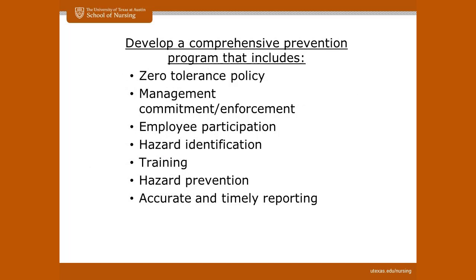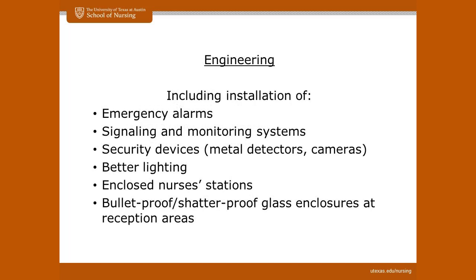Before you seek employment at a healthcare facility, you should make sure they have developed a comprehensive prevention program that includes the following: a zero tolerance policy, a management commitment and enforcement, employee participation, hazard identification, training, hazard prevention, and accurate and timely reporting. Healthcare facilities should be engineered for the safety of both patients and healthcare workers. These features should include the installation of emergency alarms, signaling and monitoring systems, security devices such as metal detectors and cameras, better lighting, enclosed nurses' stations, and bulletproof or shatterproof glass enclosures at reception areas.